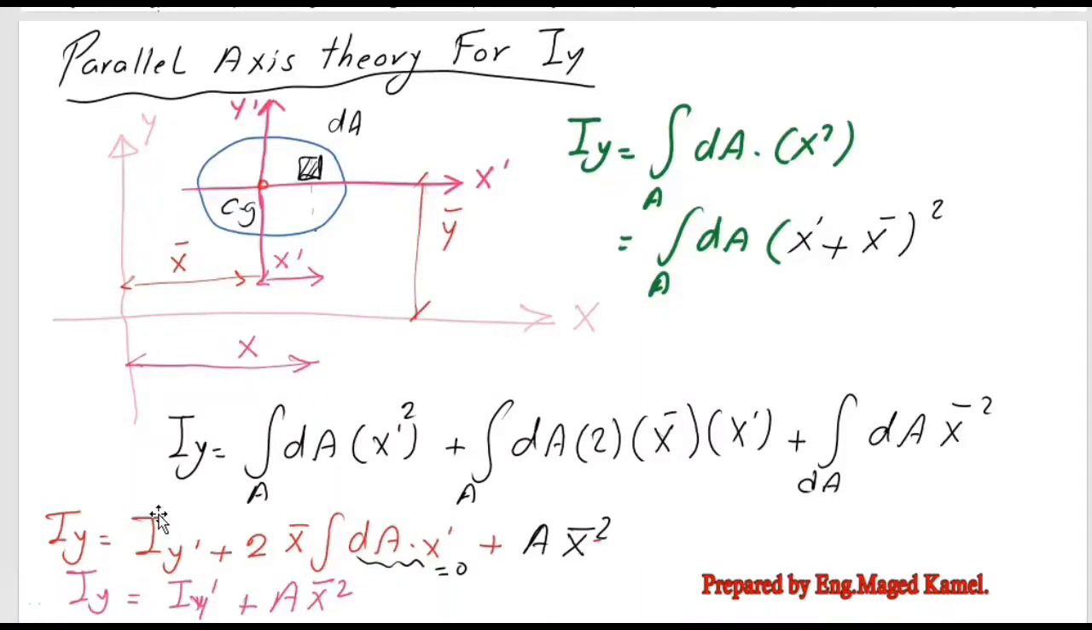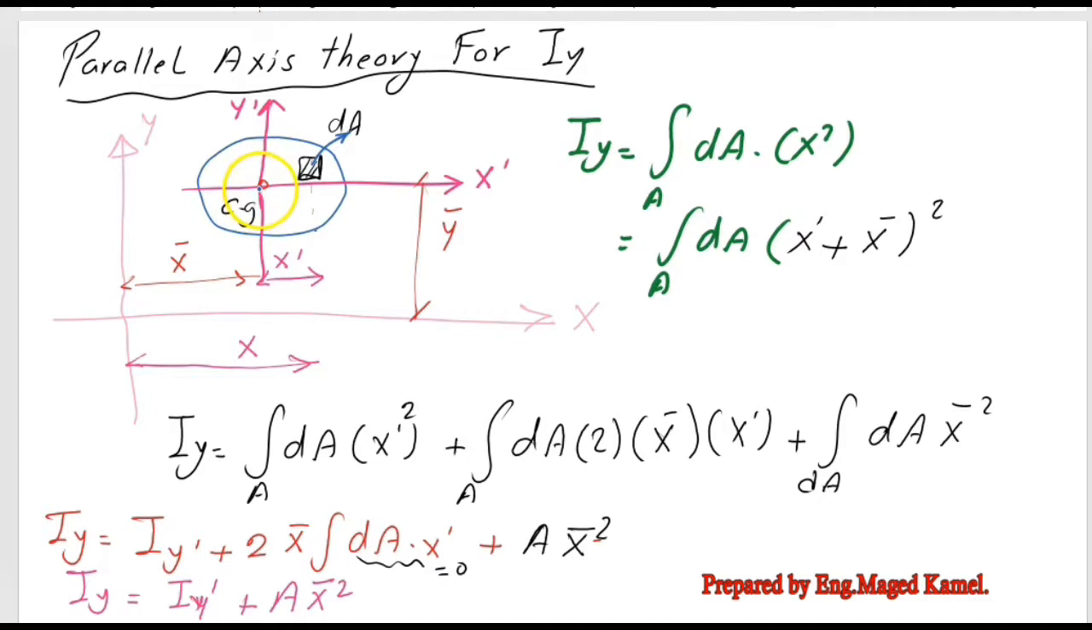Hello everyone, in this lecture we are going to talk about the parallel axis theory for IY. We have again two external axes X and Y, and we have this big area, and we are going to choose a small infinitesimal area. We call it capital A, and X dash and Y dash are two axes passing by the CG of this big area.